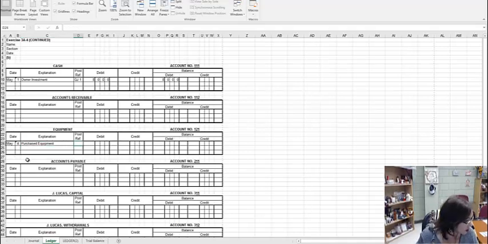The reference, of course, is still going to be your general journal, page 1. And you're going to debit this for how much? $1,300. $1,300 right there. Okay. Let me back up a bit.